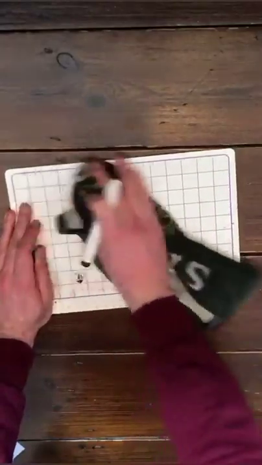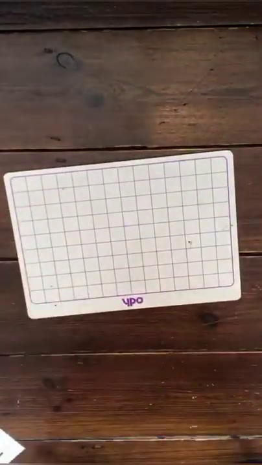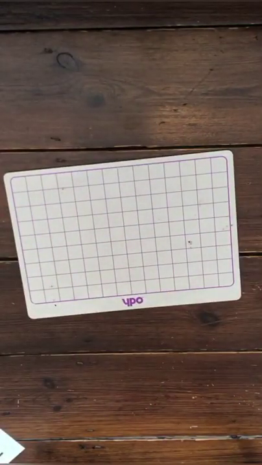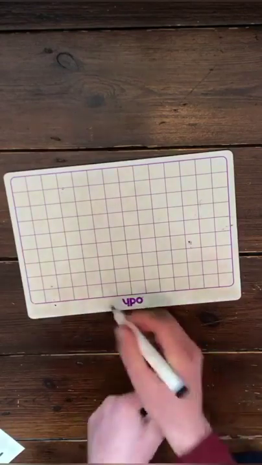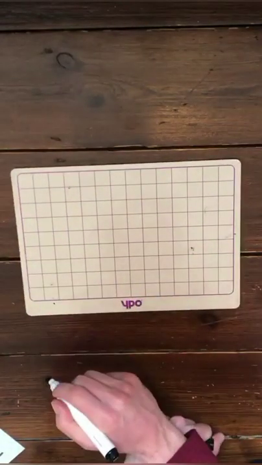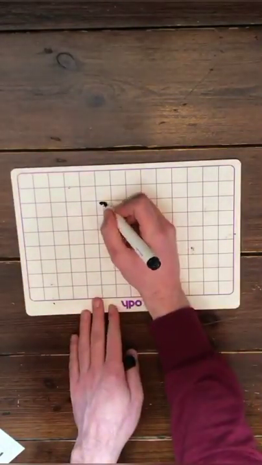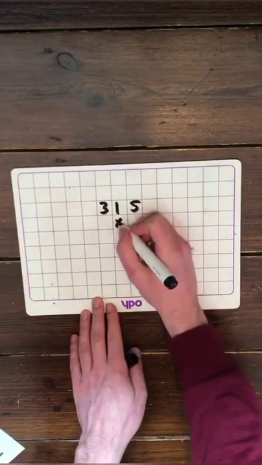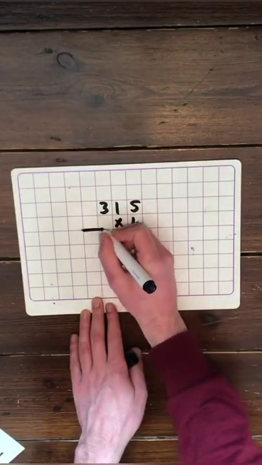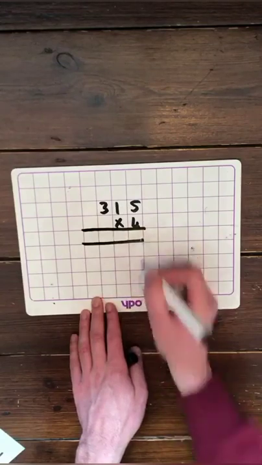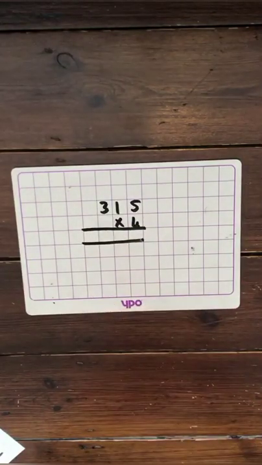So, today I thought we'd do a bit more practice of our long multiplication, and it's quite a nice easy game we're going to do today. But I thought we'd just practice one to start with. So, 315 times 4. Okay, so have a go at practicing that on your own.